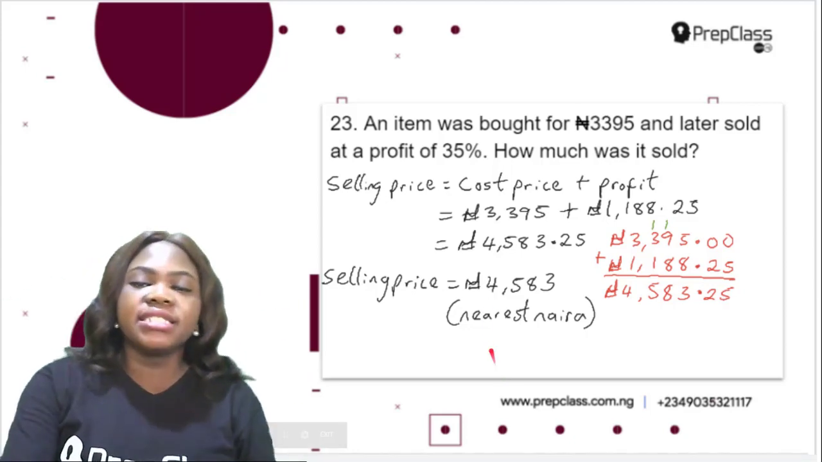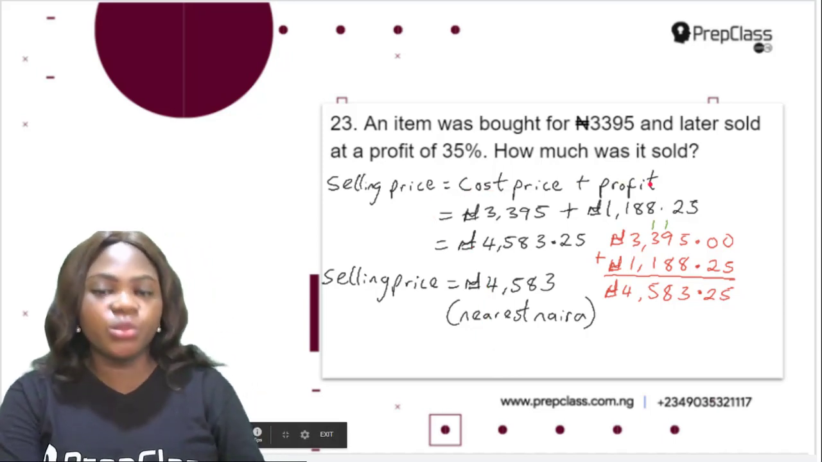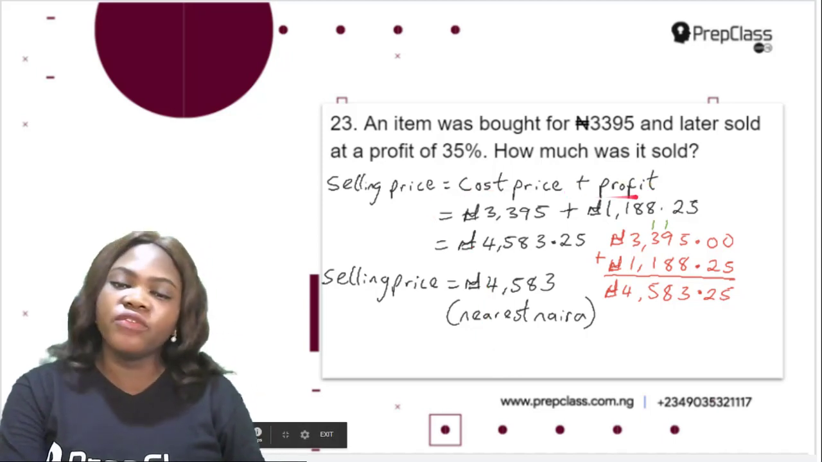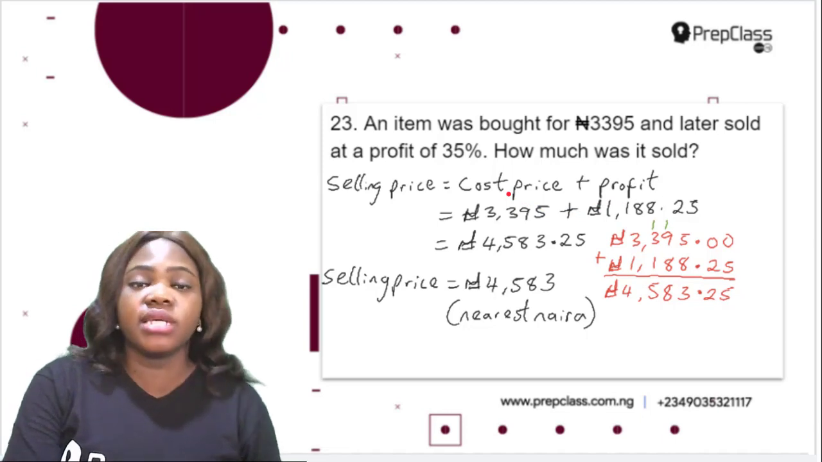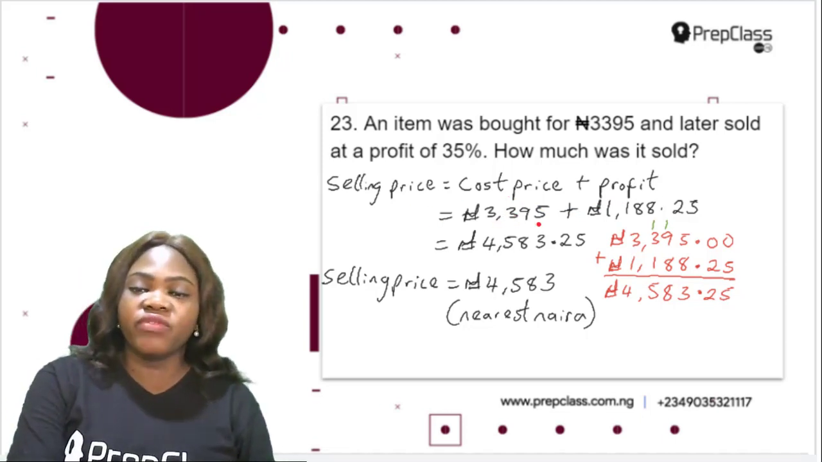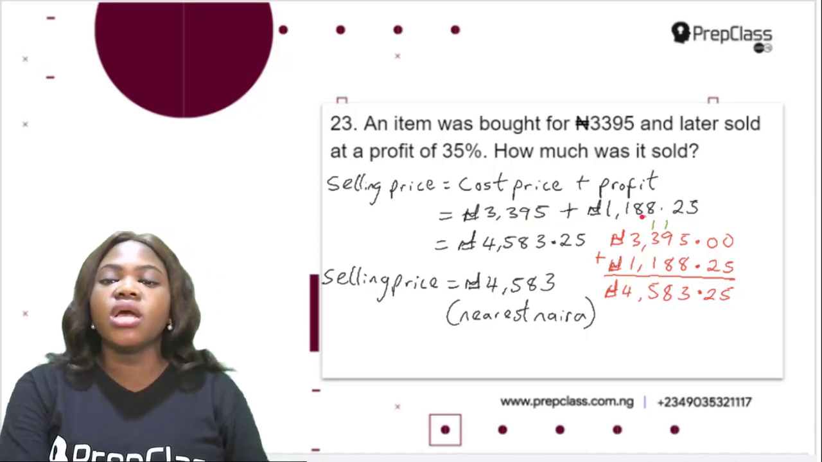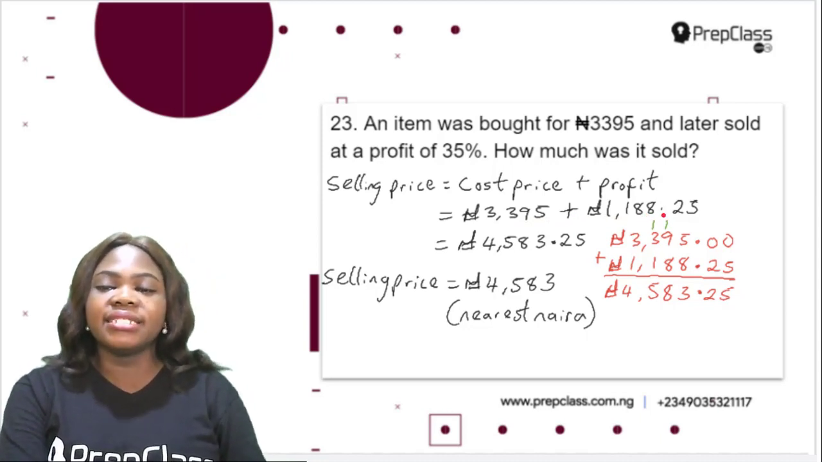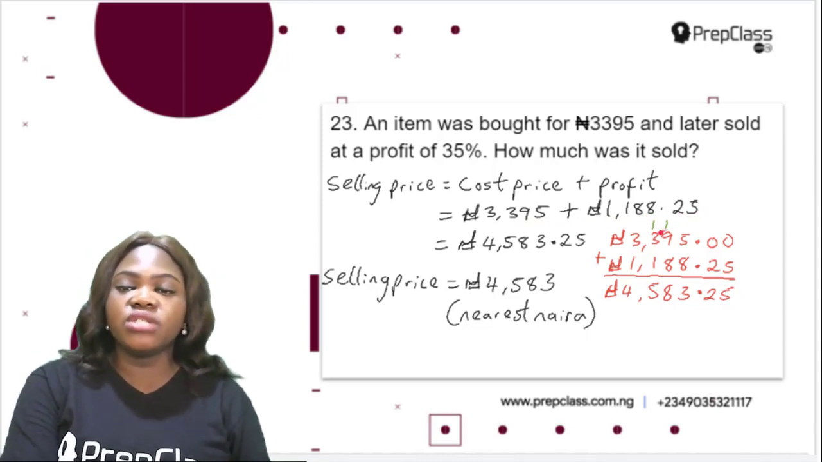Okay, so selling price is given as cost price plus profit. So now we know the profit. So let's add it to the cost price to get the selling price. So the cost price is 3,395 naira plus the profit, which is 1,188 naira 25 kobo. So let's do that here.